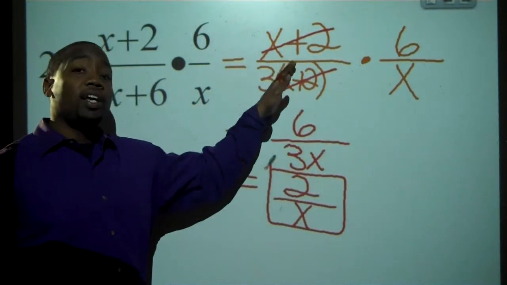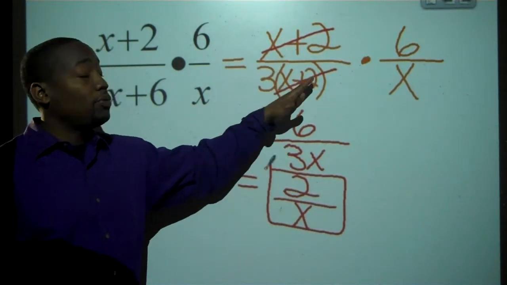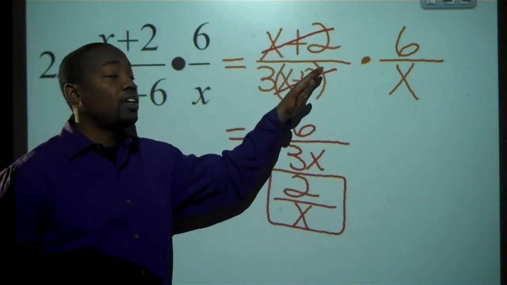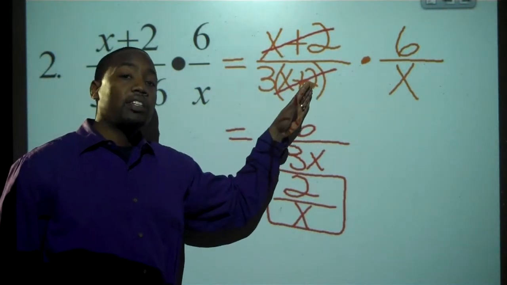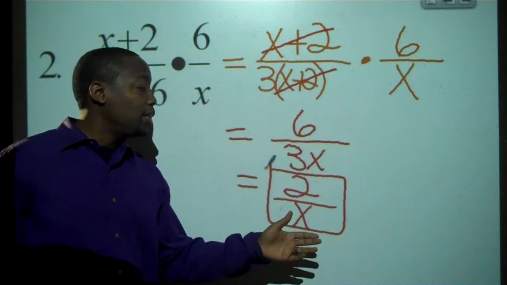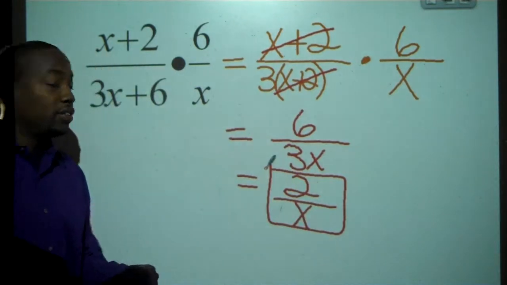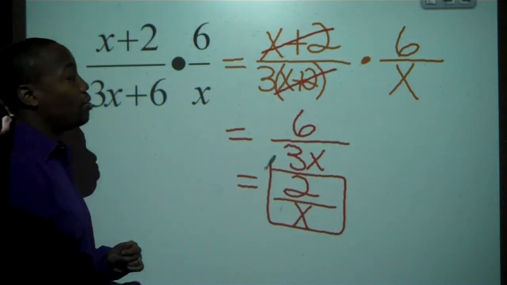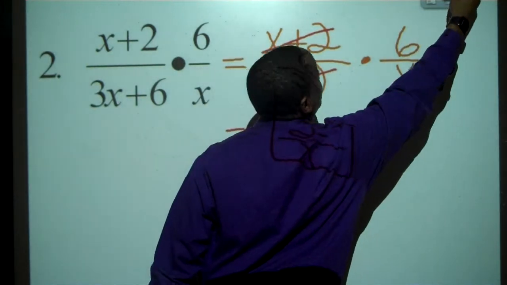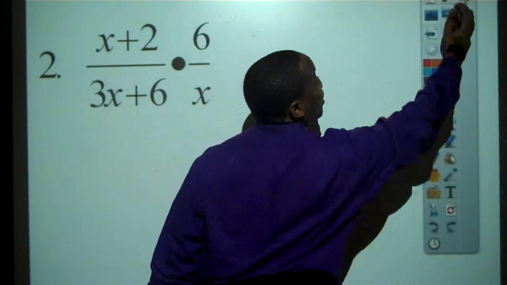So we simplify it down as far as we can. After we're done simplifying it down, we cancel stuff out. And then when we're done canceling out, we multiply across. And then, if possible, simplify again. Alright? So that's example 2. Let's go to example 3.